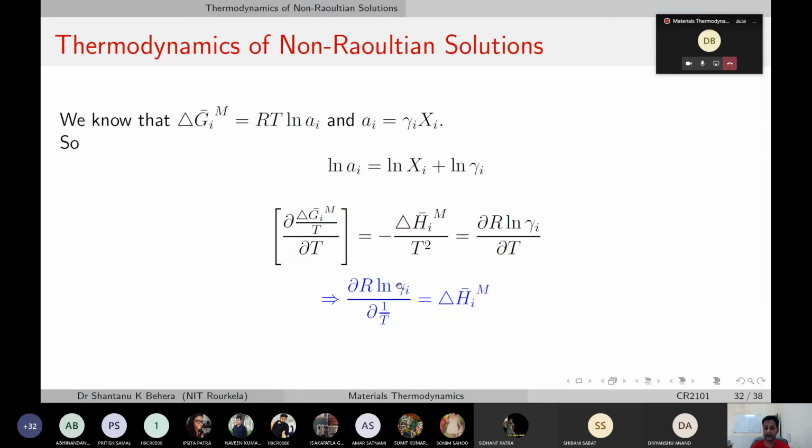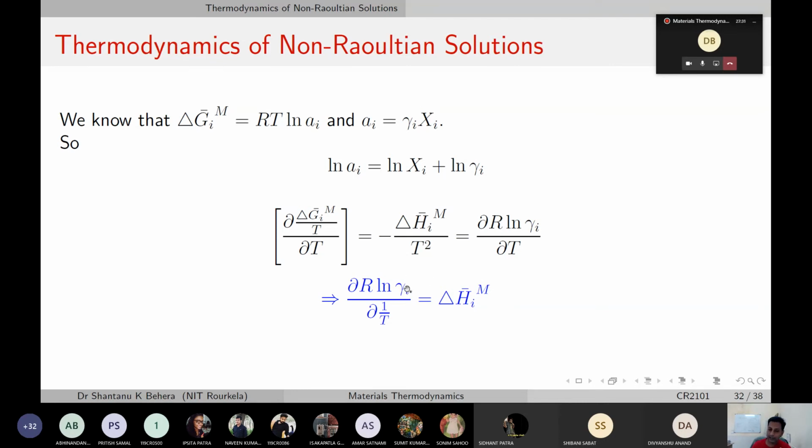And if you're increasing the temperature and gamma is less than 1, and we know that increase in the temperature leads the non-ideal behavior to ideal behavior. So this gamma is less than 1 and showing a negative deviation from Raoult's law. And with the increase in temperature, it will start showing less negative deviation. That means the gamma I, which is less than 1, would try to go close to 1.